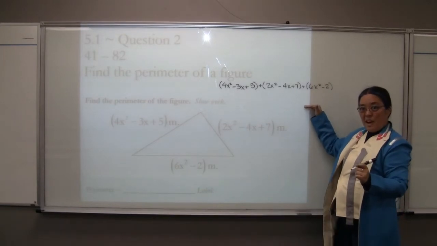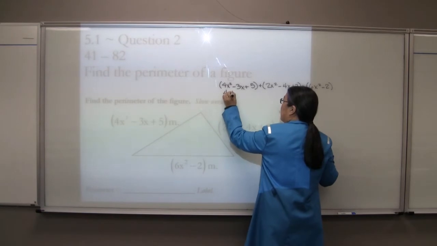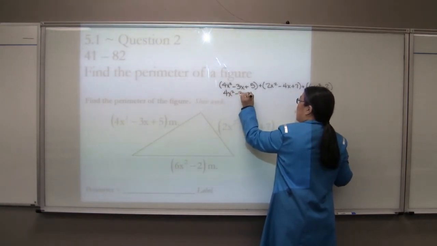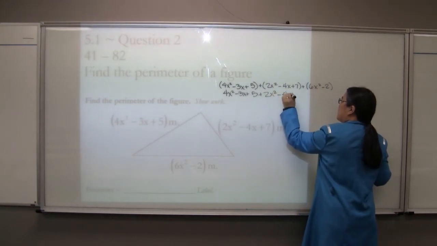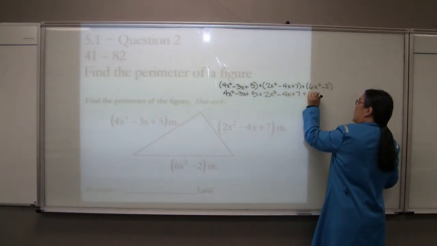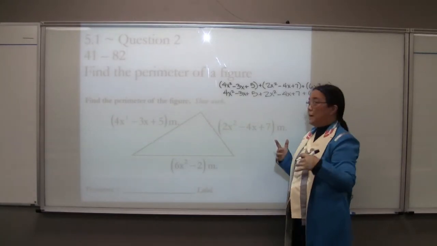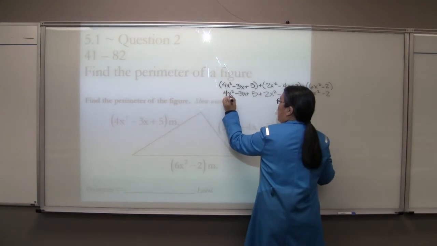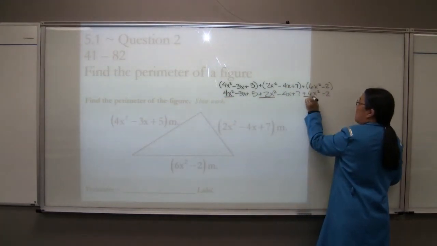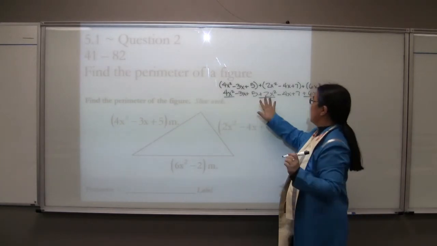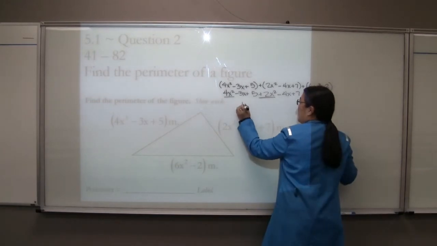With parentheses, without parentheses, combine like terms from previous math classes. 4x squared minus 3x plus 5 plus 2x squared minus 4x plus 7 plus 6x squared minus 2. We're going to combine like terms in descending order by degree. So the first thing we're going to look at are the x squared terms. Notice that I am underlining the symbol in front. That's a positive 4 and a positive 2 for 6x squared. Plus 6 gives us 12x squared.